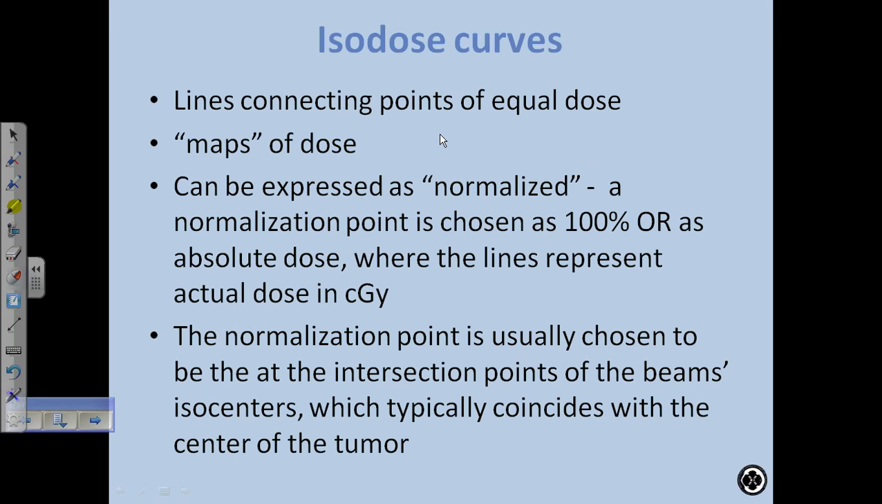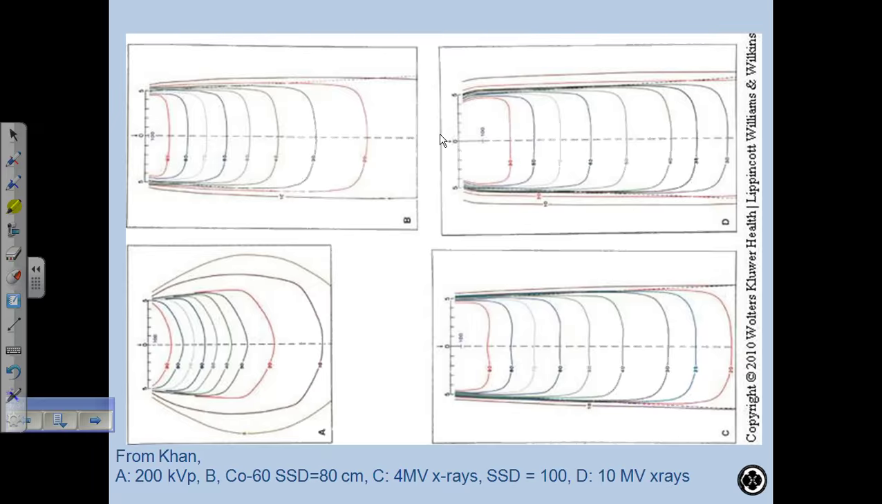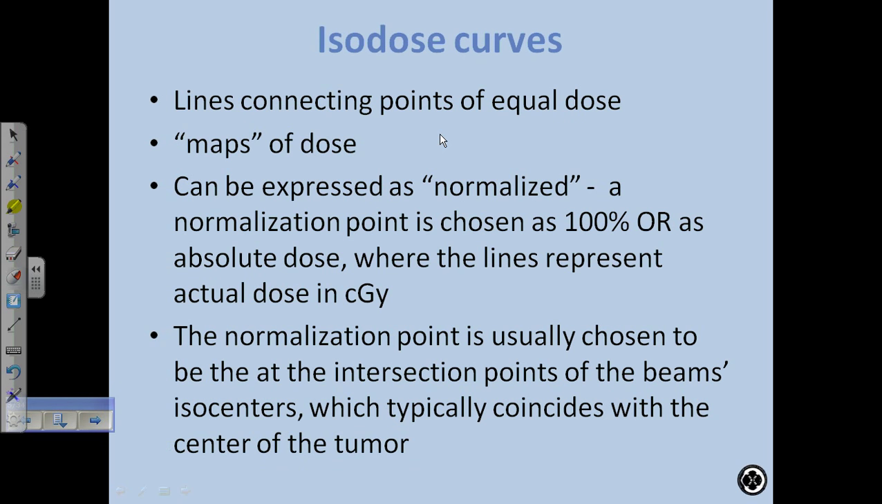Okay, lecture 14, isodoses and distributions. I've got some pictures in there. Maybe we might have to turn the lights out to see if the picture's better. Isodose curves, as you probably have all heard of, are lines connecting points of equal dose. We use isodose curves to show us where the dose is going on our treatment plan. So they're maps of dose.